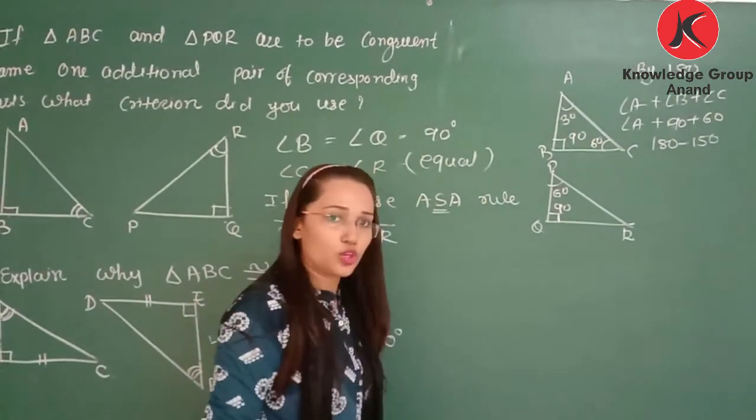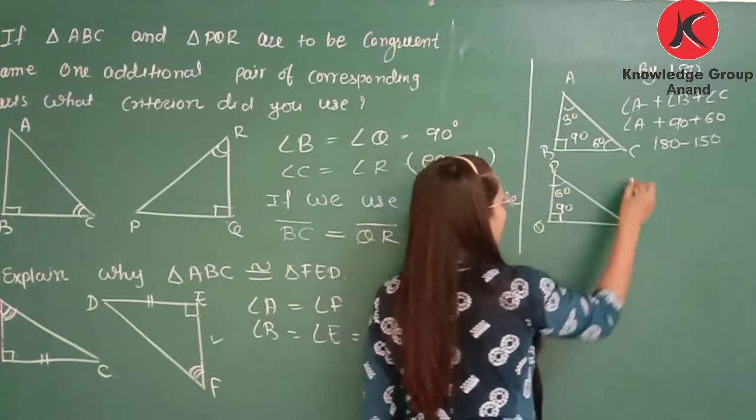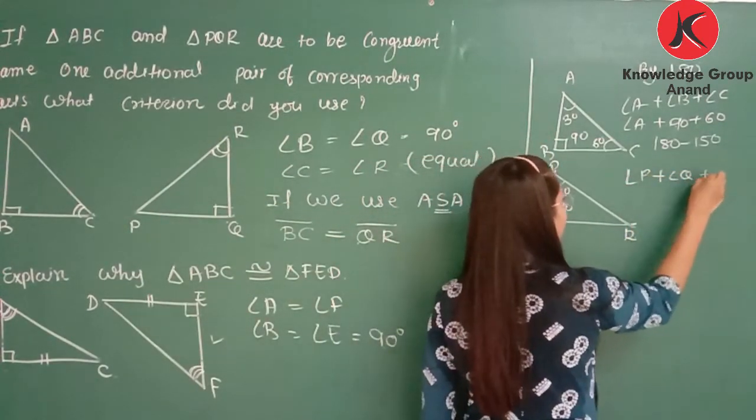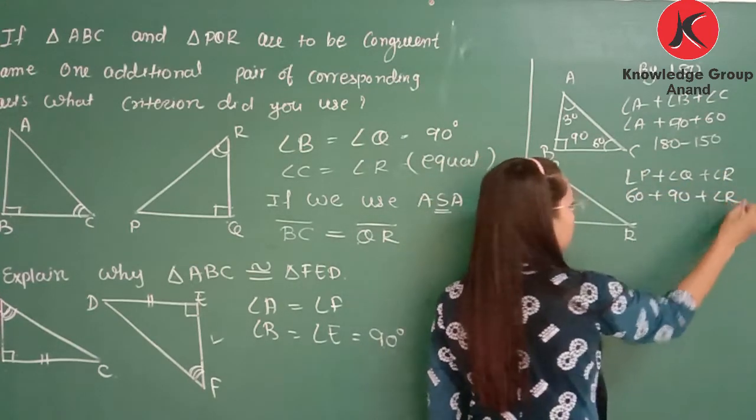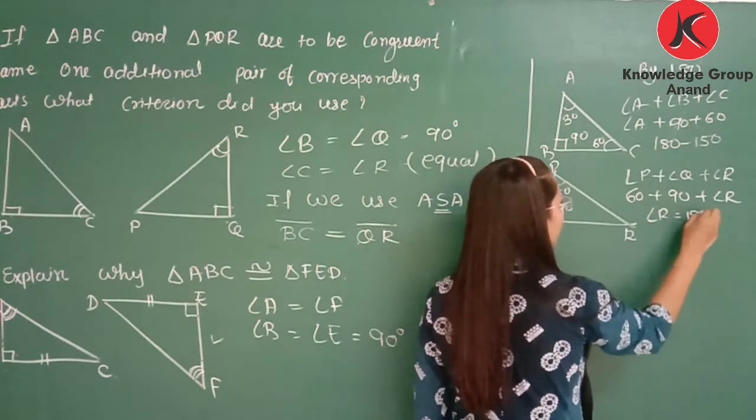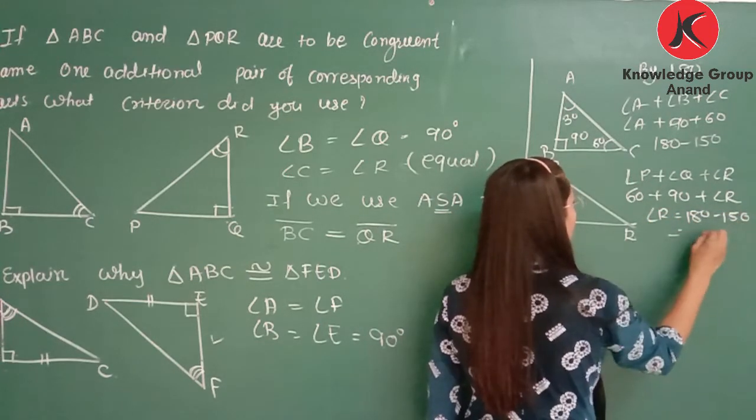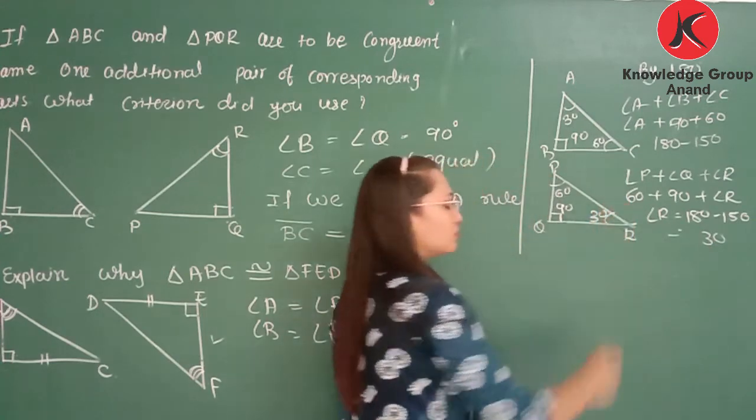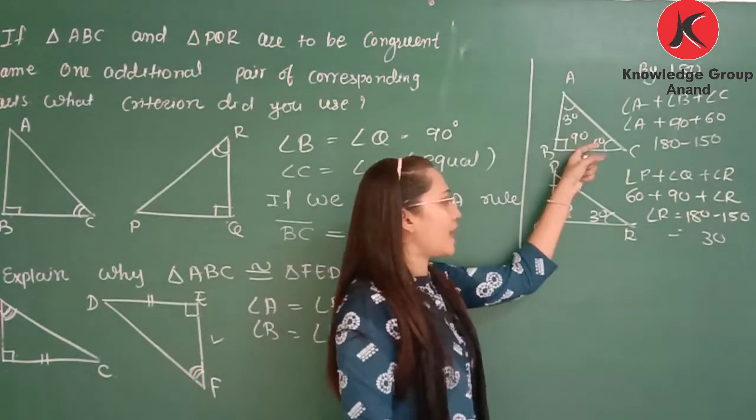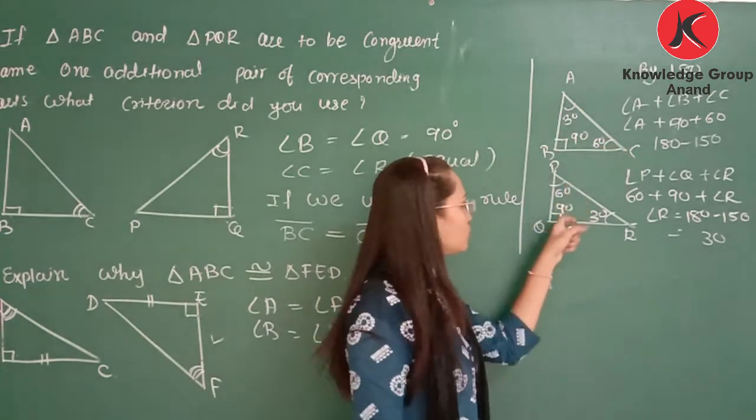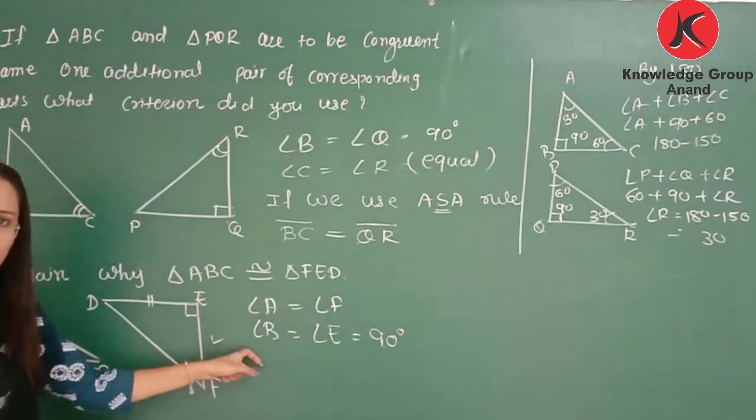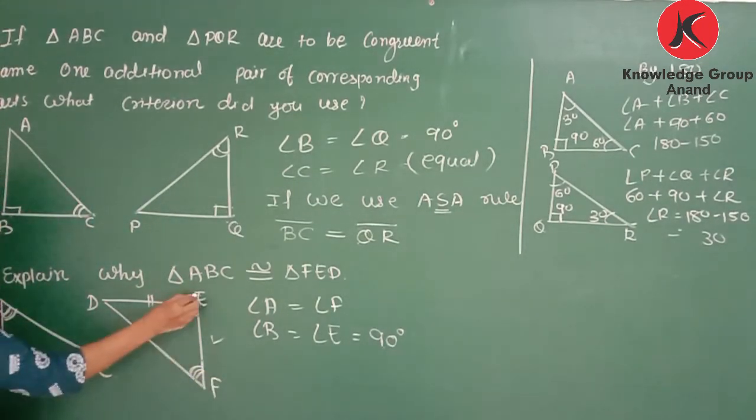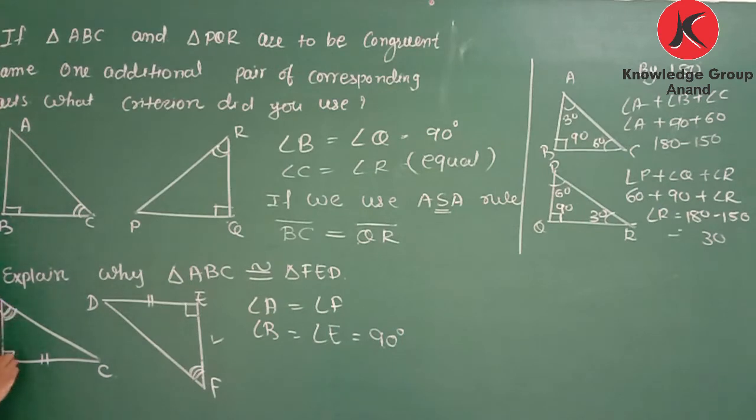Same we can find for PQR. Angle P plus angle Q plus angle R. Here P is 60, Q is 90 and angle R we need to find. So angle R is equal to 180 minus 150, that is 30. So if two angles in a triangle are equal, here these two angles are equal to these two angles, so the third angle is also equal. So here for this triangle we can find that if E and F are equal to B and A, then angle C is equal to angle D.